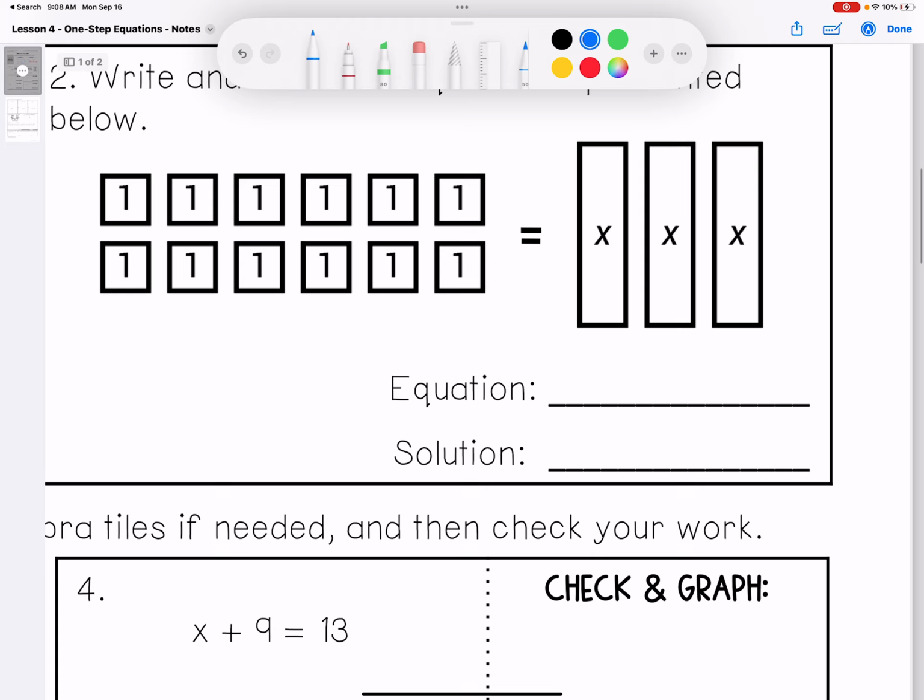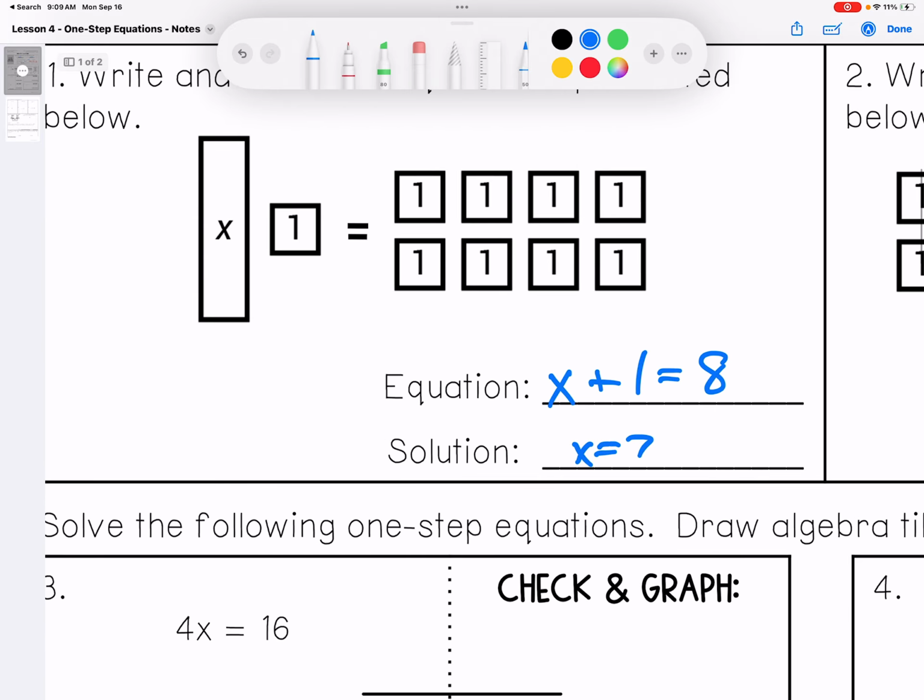Now over here, there are 12 of those things. So 12 equals, how many x's are there? There are 3 x's. That means 3 times x, when we write it like that. So what times 3 equals 12? 4. Now, we're going to show you how to do that without just guessing what the number is.